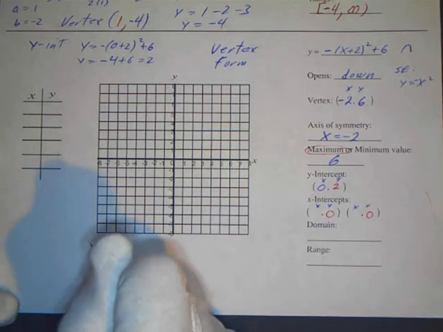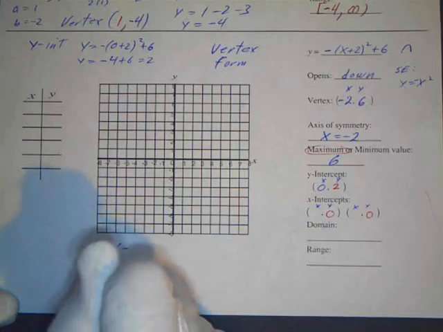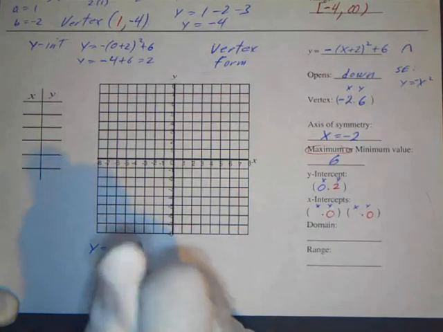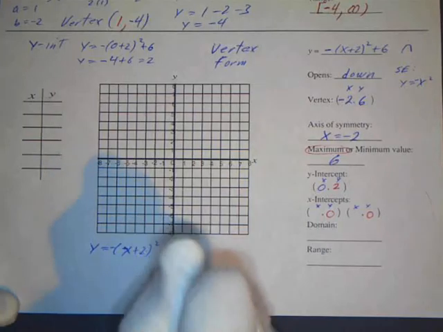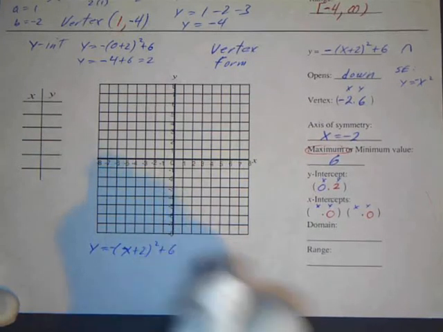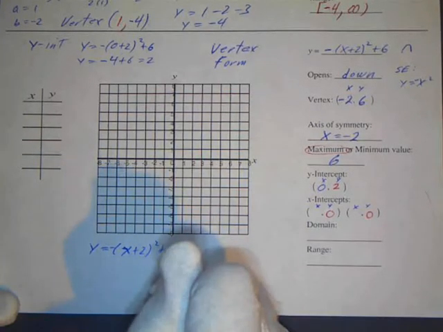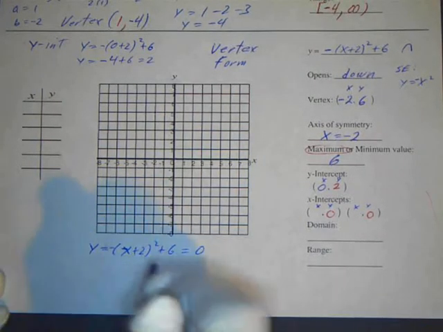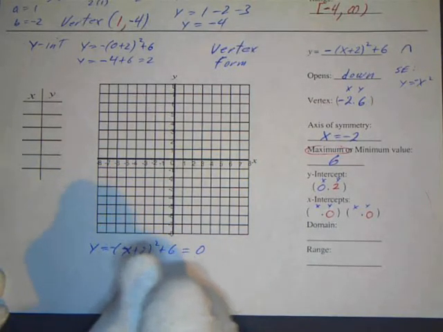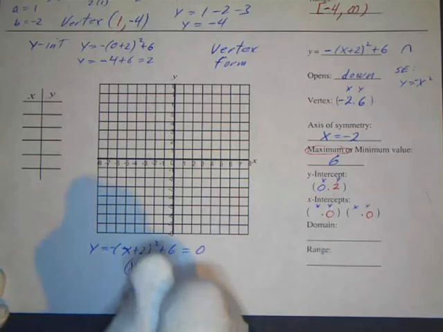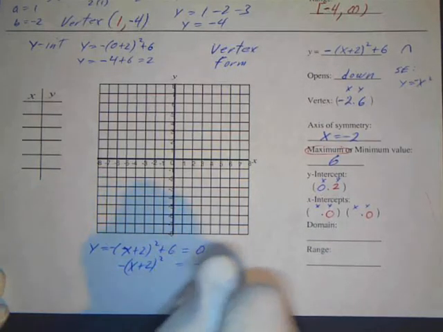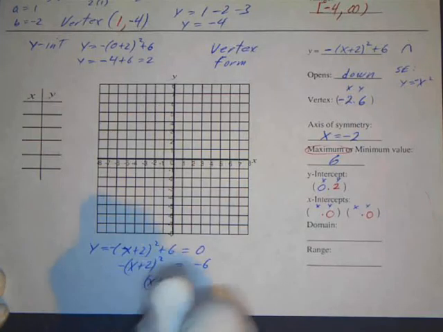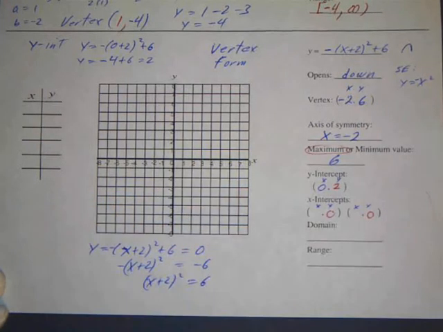y equals negative x plus 2 squared plus 6, and we want the y to be 0, so we'll just set that equal to 0 and solve it. So it's a quadratic equation. So we can subtract 6 from both sides. So we got x plus 2 squared with a minus equals negative 6. Then if I divide both sides by a negative, I've got x plus 2 squared equals positive 6.